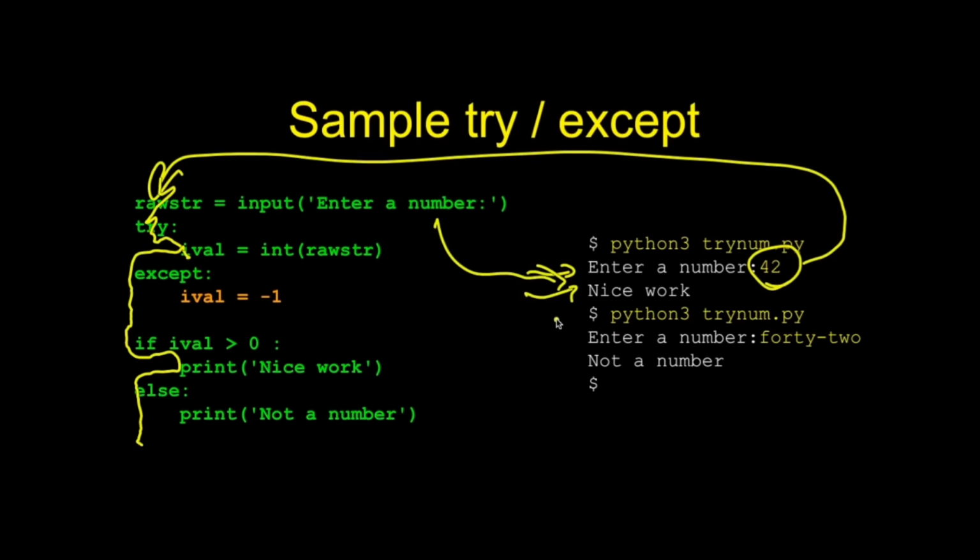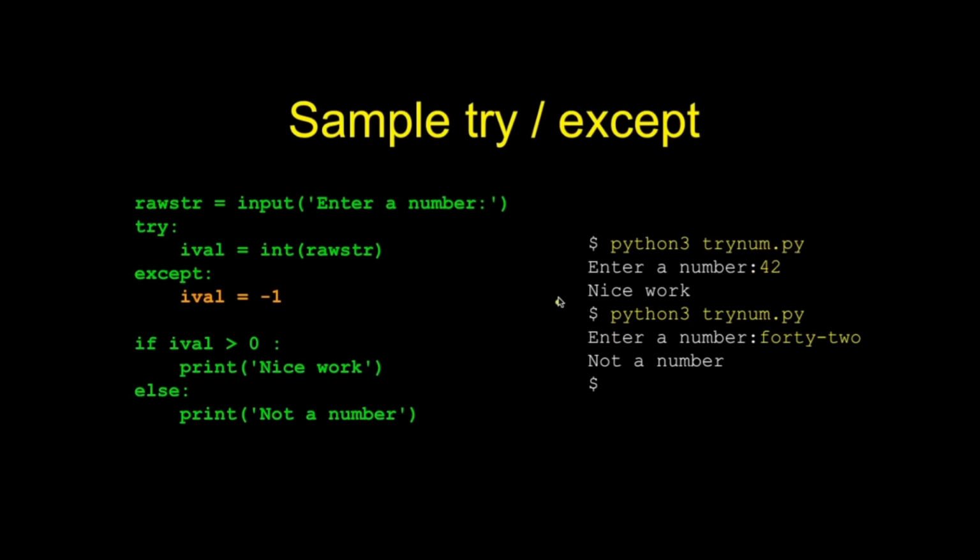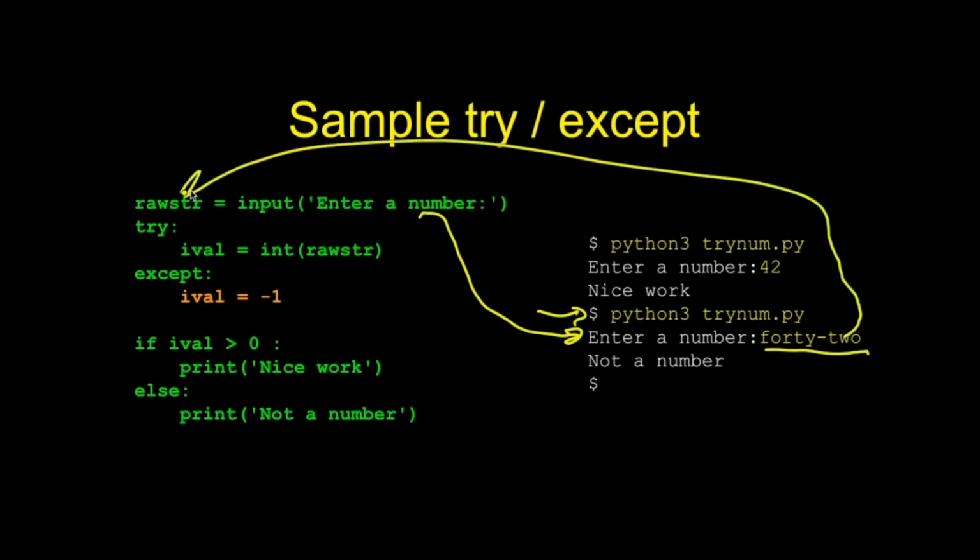On the other hand, if we run it again, this time, the input says enter a number, and we're silly, we enter the word 42, but in words, F-O-U-R-T-Y. So that's a string, and that goes into rawstr. And then the execution continues. We run in here, and now this is going to blow up.